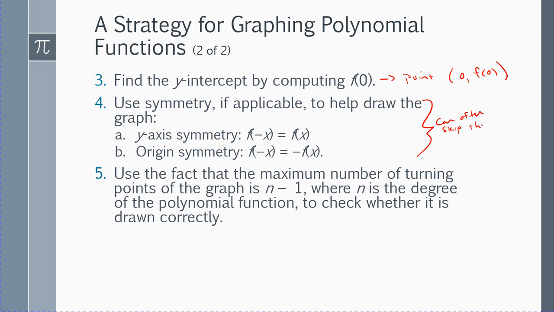You'll see I'll only talk about this real briefly in the first example. And then finally, 5, you're going to use the fact that the maximum number of turning points of the graph is n minus 1, where n is the degree of the polynomial function, to check whether it is drawn correctly. And I'm just going to add one little point here. You're going to find additional points as needed.